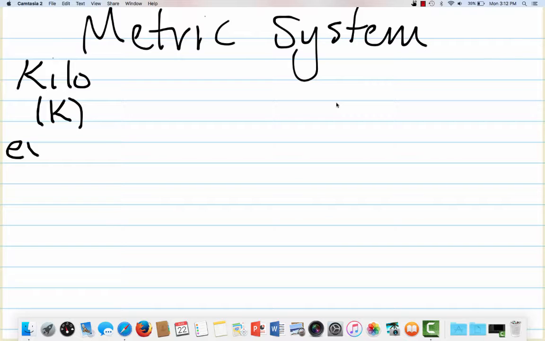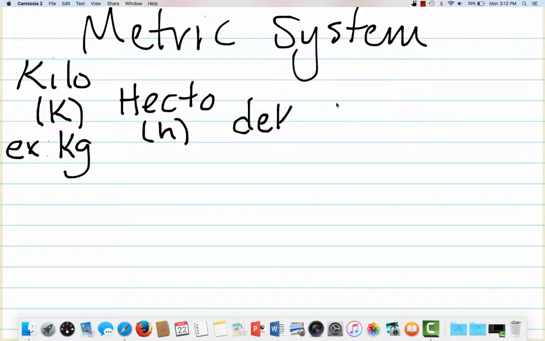The next step down is the prefix hecto. This is in the 100th place. It's not one of our root words because it doesn't really break down into anything else, but it is abbreviated with an H. Next step down, in the tens area, is deca. There's something for this one that you have to be aware of. There is another D in our metric system, so we have to make sure that we know the difference between a deca and the other one. With deca, you abbreviate it with a DA.